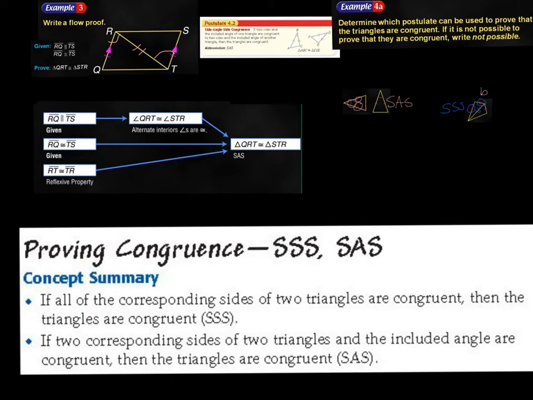The two big ideas for lesson 4.4 were the side-side-side and side-angle-side postulates. If all corresponding sides of two triangles are congruent, then the triangles are congruent. And if two corresponding sides of two triangles and the included angle are congruent, then the triangles are congruent.